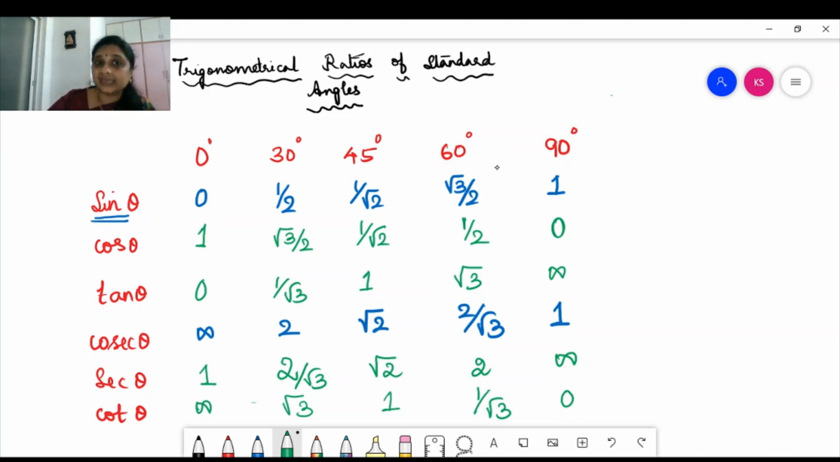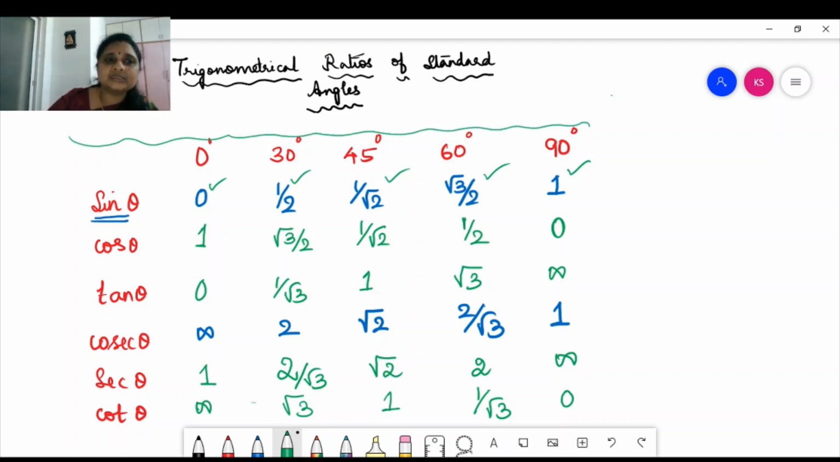So isn't it easy? You just need to remember these 5 values: 0, 1 by 2, 1 by root 2, root 3 by 2 and 1. So only the sine theta order you need to remember. The other values just follow. So this is our standard value table. So we have tabulated it. Please do write it in your notebook. Make a note of it.